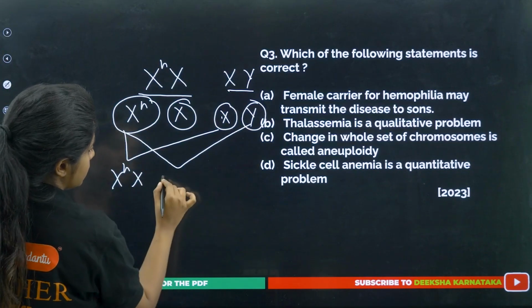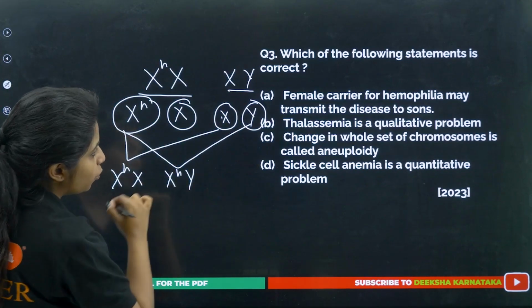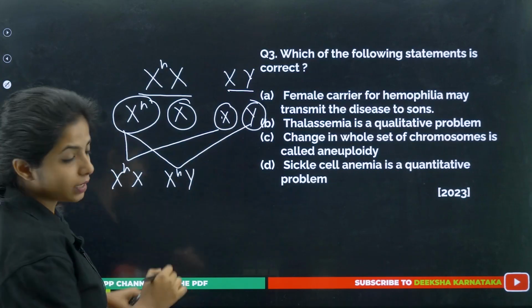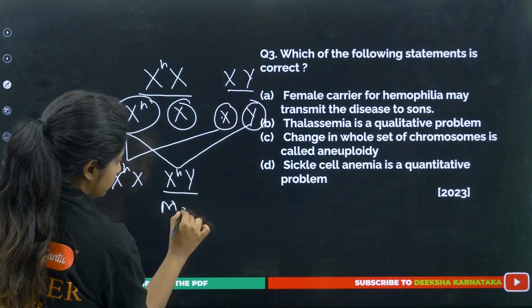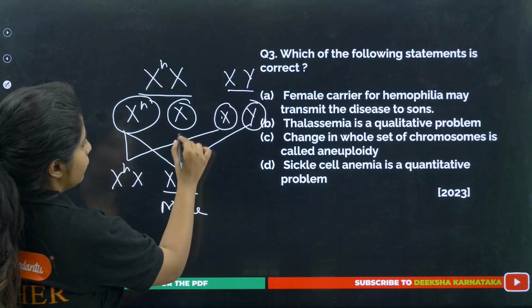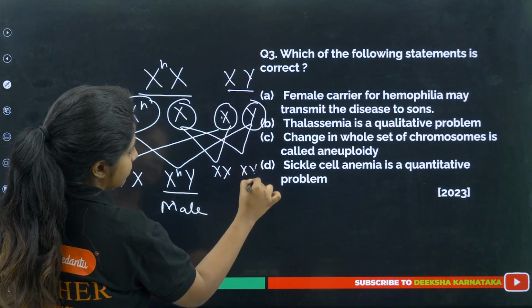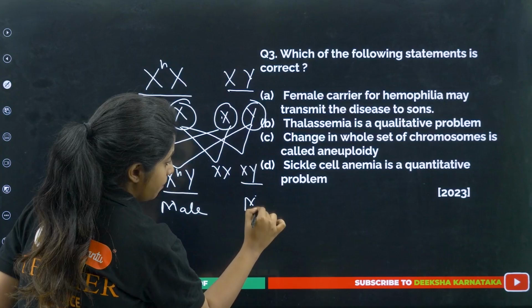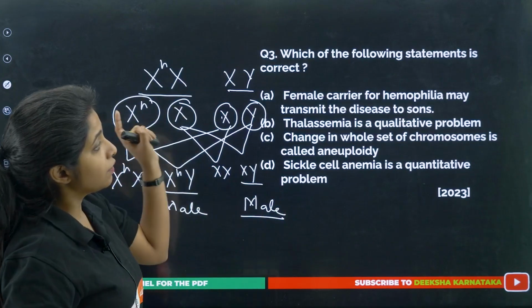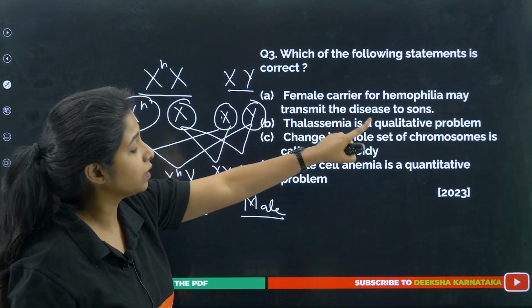When you fuse this with this, you get XH, Y. Okay, so this has to be a male. Next, when you fuse this with this, you get XX. When you fuse this with this, you get XY. This is also a male. And the question says, a female carrier for hemophilia may transmit the disease to the sons.